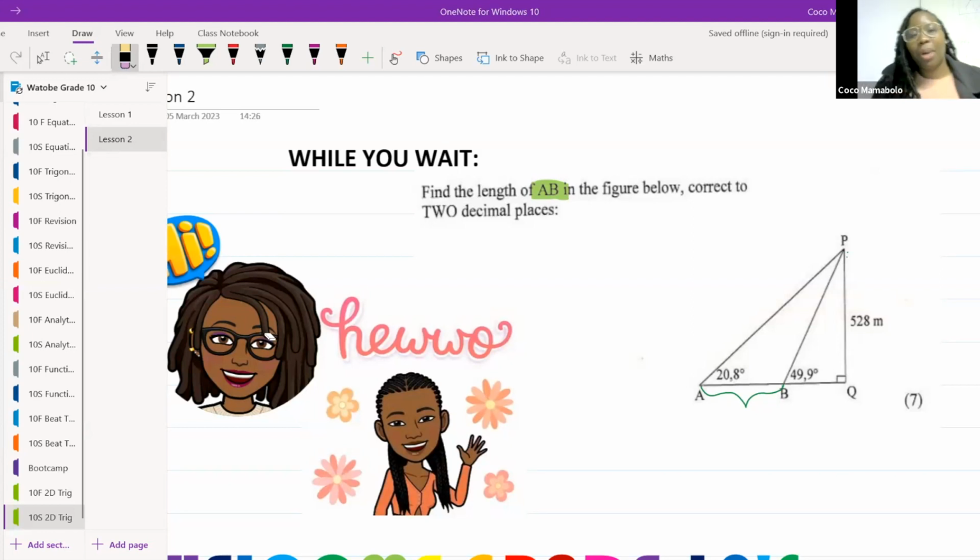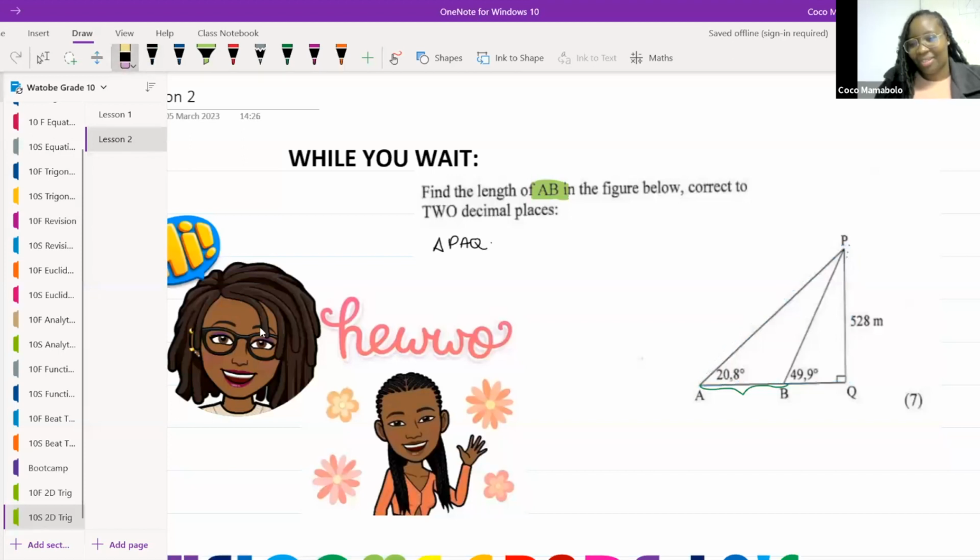Absolutely. Okay, remember what we did last time. Let's explain to everybody the process that we're going to do. We know that we want AB, so what are we going to calculate for? First, we look at how many triangles we have. I think there are two. There's the big one, PAQ. I feel like we solve that one first.